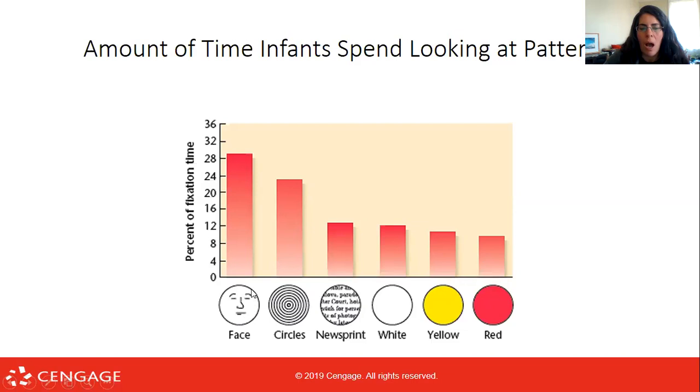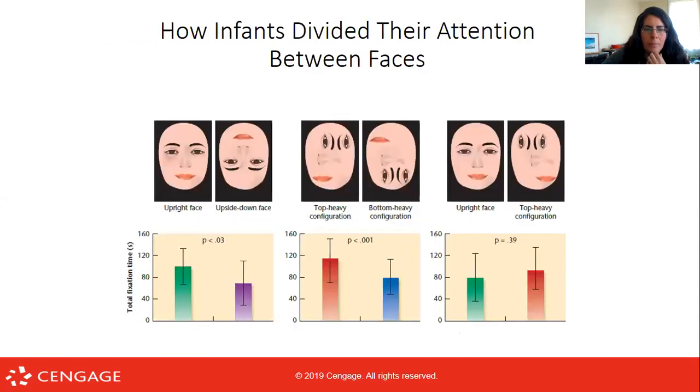Faces are high contrast stimuli or objects. So newborns without well-developed visual systems can see some, can detect them. Right. Here we see preferences for upright faces as opposed to upside down faces, but they're still paying attention to both.